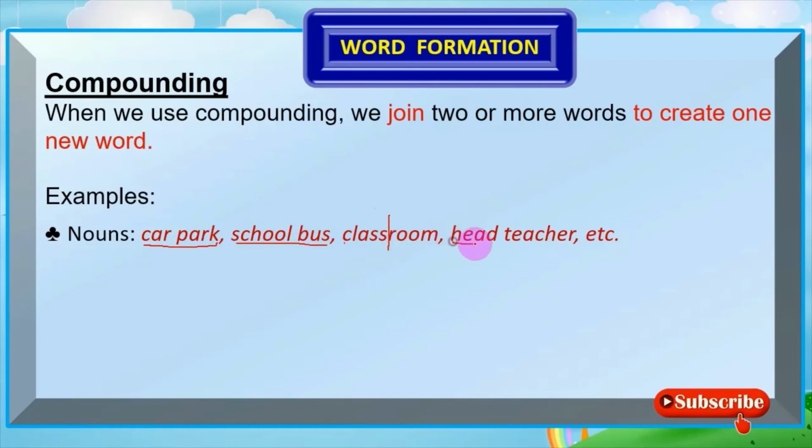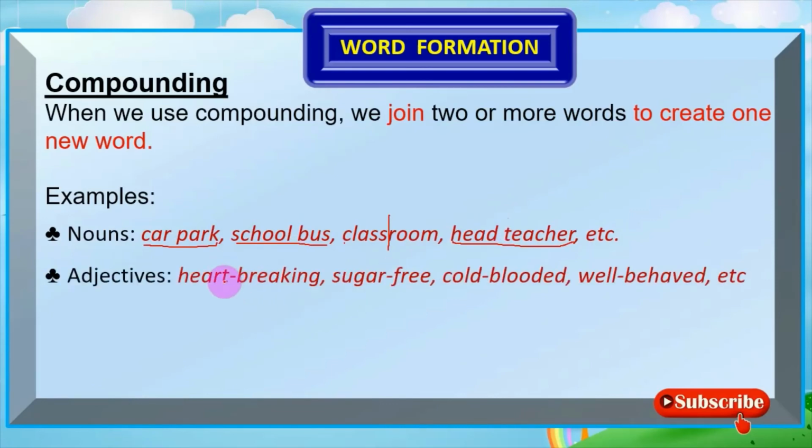We have head and teacher. Can you imagine that? Head is one, teacher is the other. But this is referring to one person in the school. Now for adjectives, we have heartbreaking, heart and breaking. We have sugar and free, cold and blooded, well and behaved. These two words are actually referring to one thing. Cold and blooded, referring to one item. Sugar free is also referring to one description. I think it's better I say it that way. Heartbreaking as well, referring to one description.